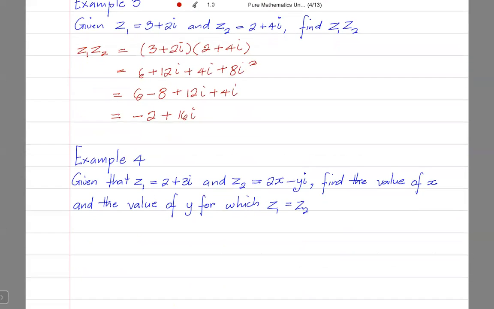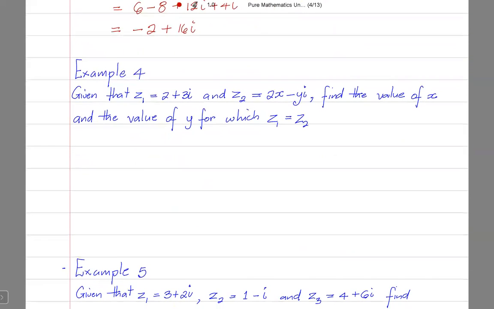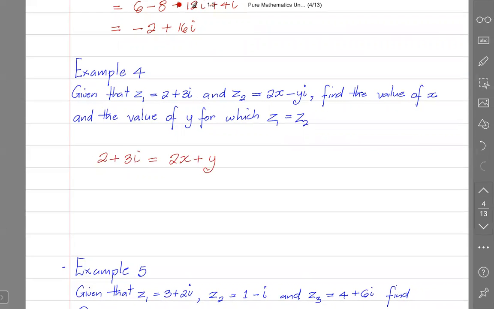In 4, we're told that complex numbers Z1 and Z2 are equal. And if they're equal, we're asked to find the values of x and y. So we're going to equate these two complex numbers. So Z1, which is 2 plus 3i, is equal to Z2, which is 2x minus yi.